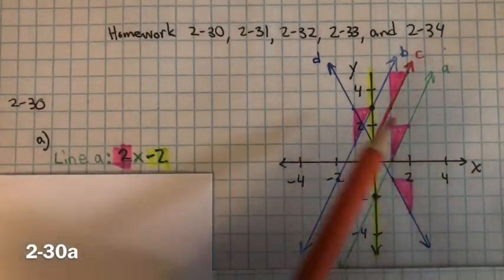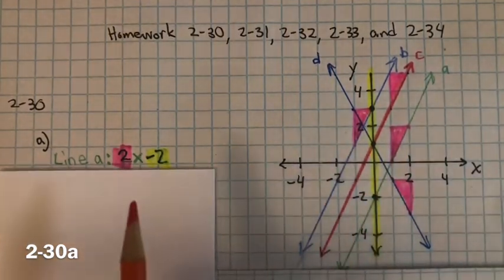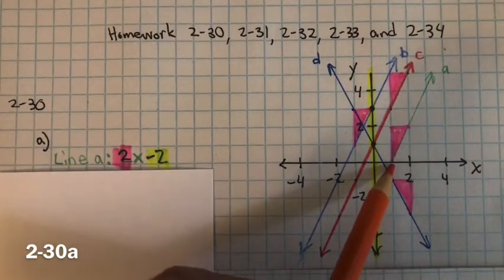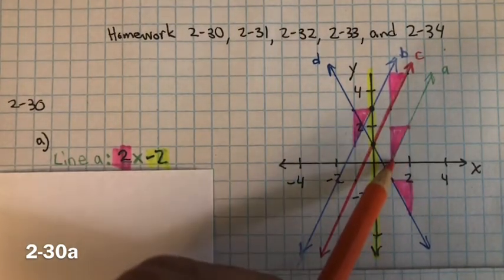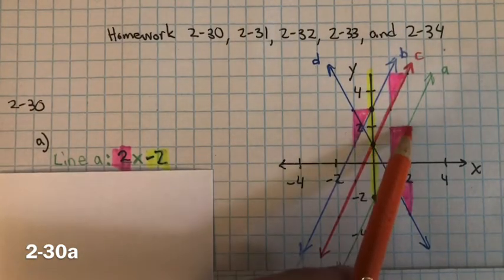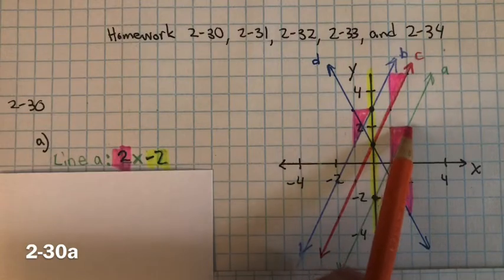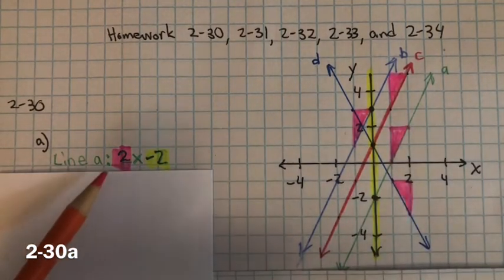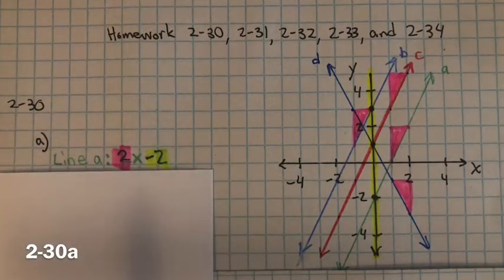And then the rate of change, from any two points where the line is going through the lattice points, so we have this point and this point, has a rise of 2 and a run of 1. Delta y is 2, delta x is 1. So we have 2x minus 2. So that is line A.